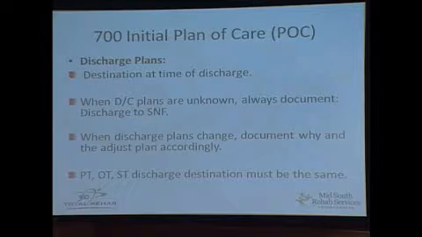OT, PT, ST, discharge destination, all three must be the same. How many times on the same patient? PT saying they're staying in the SNF, speech therapy saying they're going to Chicago to live with their cousin, and OT saying, I don't know. Oh, gee, that happens. You see that. That is so frowned upon. That tells Medicare that you all are not collaborating. You have no idea where the patient's going, which means that if you don't know where they're going, the goals that you've established for them may not be appropriate.